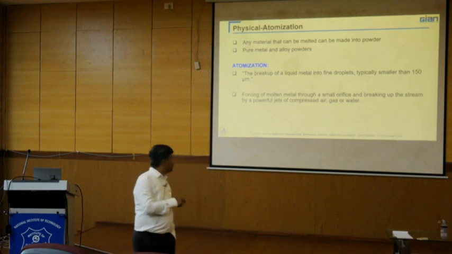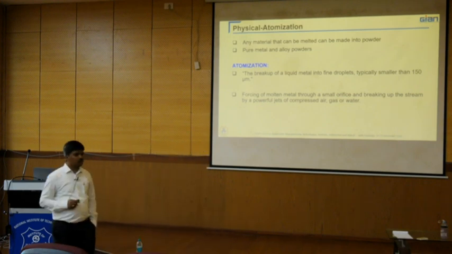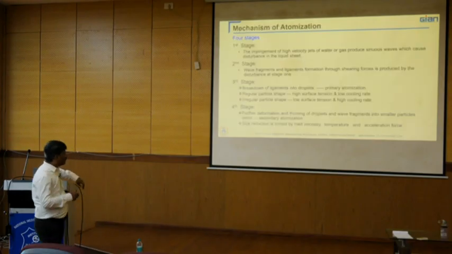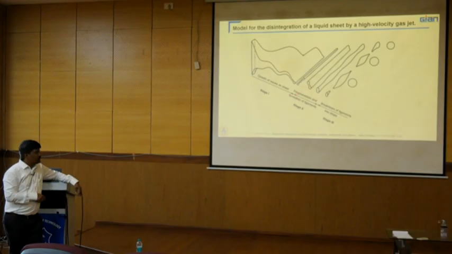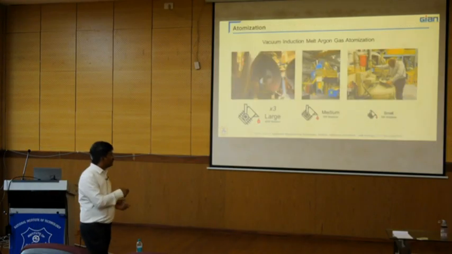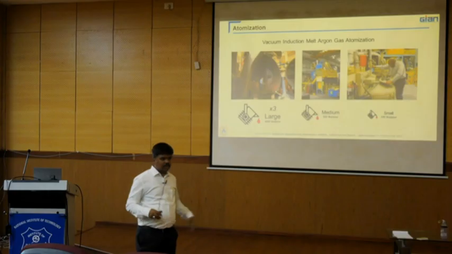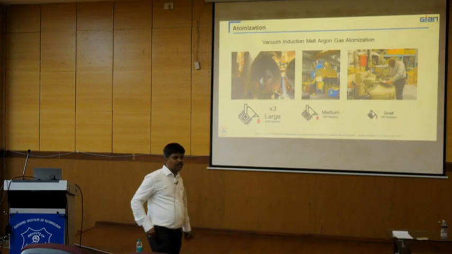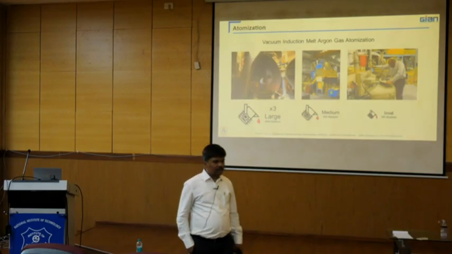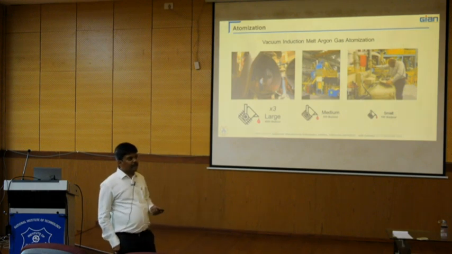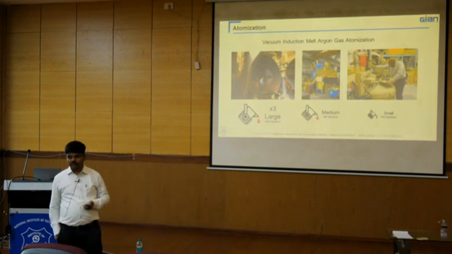But how do we process this atomization? What is the mechanism of this atomization? You see the mechanism of atomization: stage 1, stage 2, stage 3 and stage 4. In the atomization chamber, this is the big atomization chamber, either vacuum or argon atomization chamber. We are purging our molten pool materials or the ingot materials, and it will drop down and we are impacting that with a high velocity.